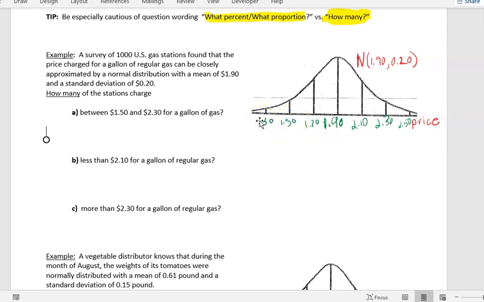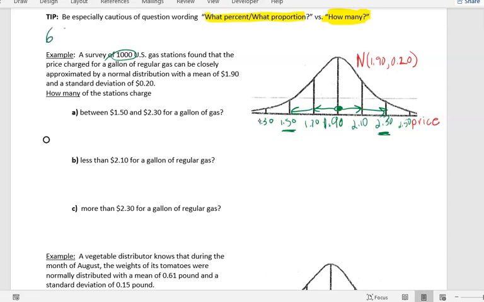All right, so if I wanted to answer this question, between $1.50 and $2.30, how many of these 1,000 gas stations are somewhere between $1.50 and $2.30? So here I see $1.50, here's $1.50, and here's $2.30. Now, since those are boundaries, I can start at my mean and go up 2 standard deviations on the right, and 2 standard deviations on the left.